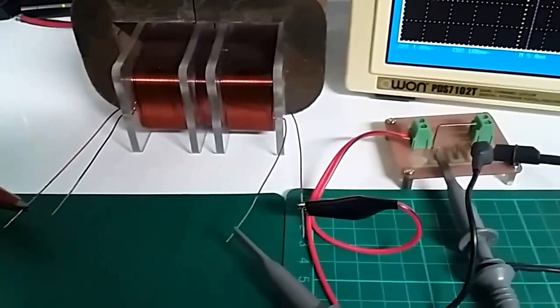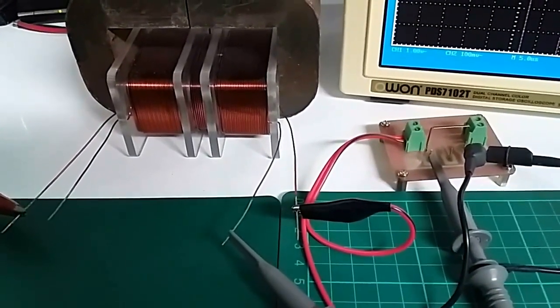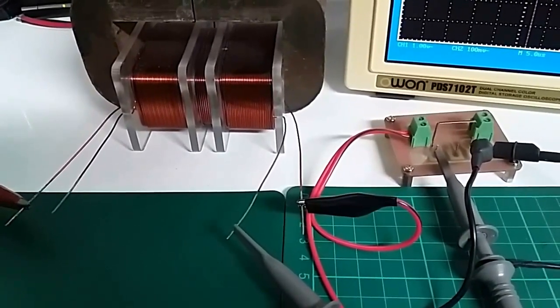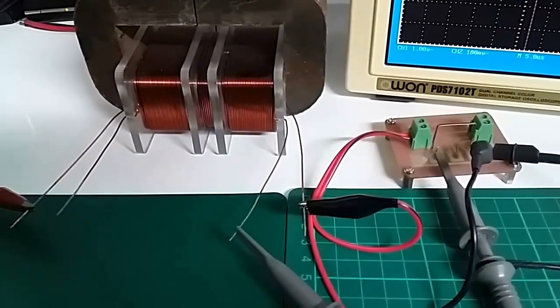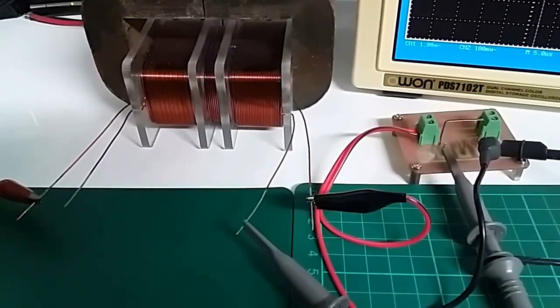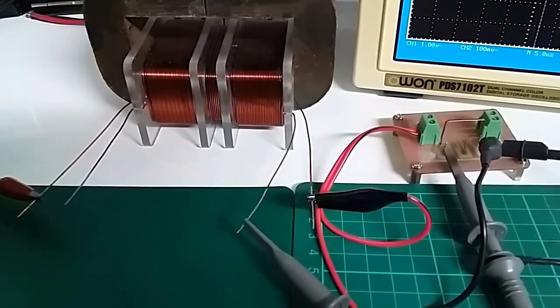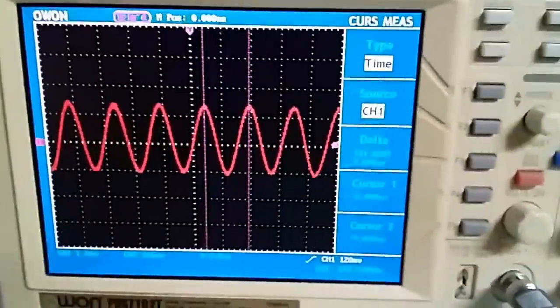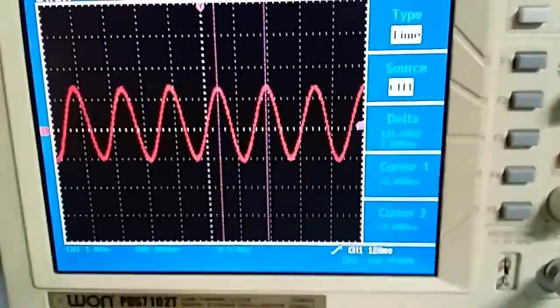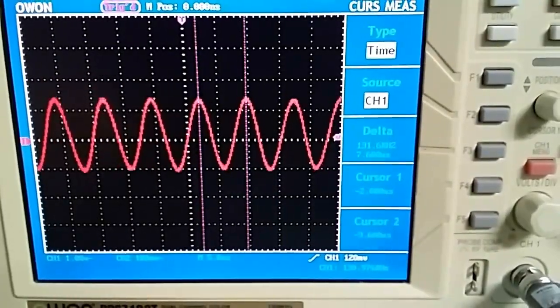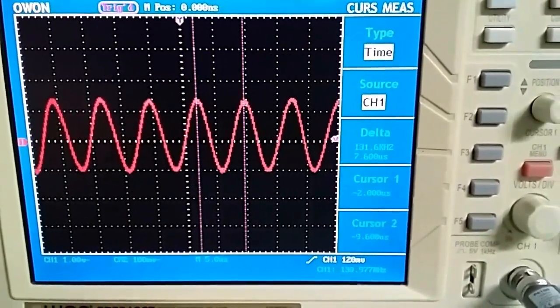Remembering that current is V over R, voltage over resistance. So the higher the voltage, if the resistance stays the same, then the higher the current we will have going through the load at the same time. Okay, so what we've found here is the maximum amplitude of voltage for these particular coils.